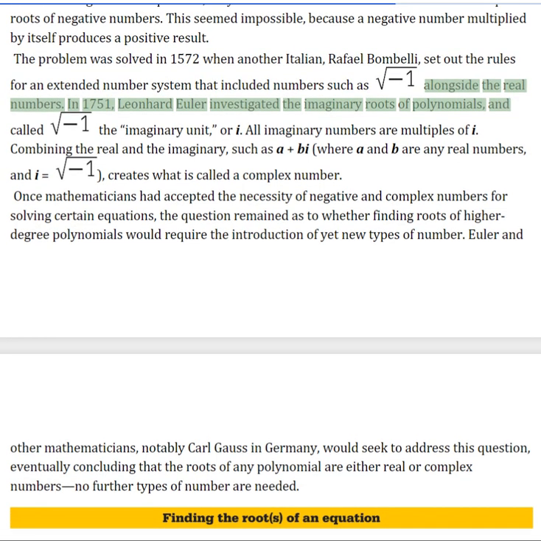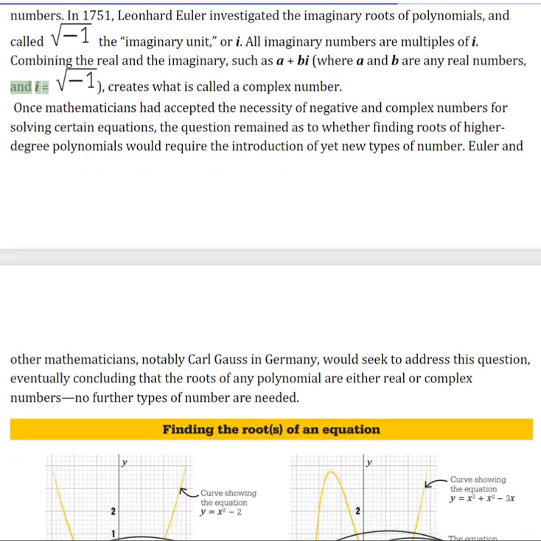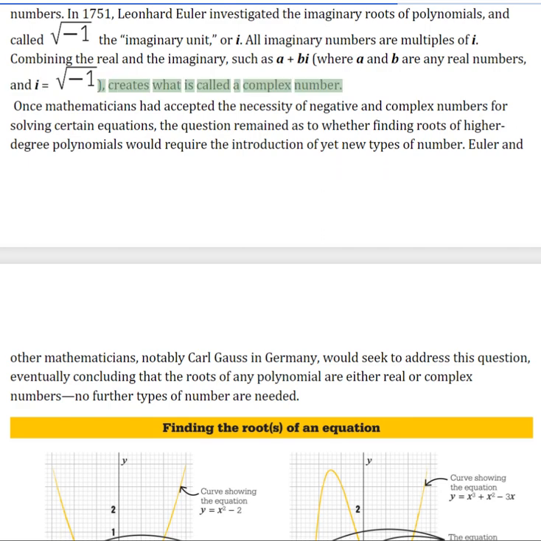In 1751, Leonhard Euler investigated the imaginary roots of polynomials, and called the imaginary unit √−1, or i. All imaginary numbers are multiples of i. Combining the real and the imaginary, such as a + bi, where a and b are any real numbers and i equals √−1, creates what is called a complex number.